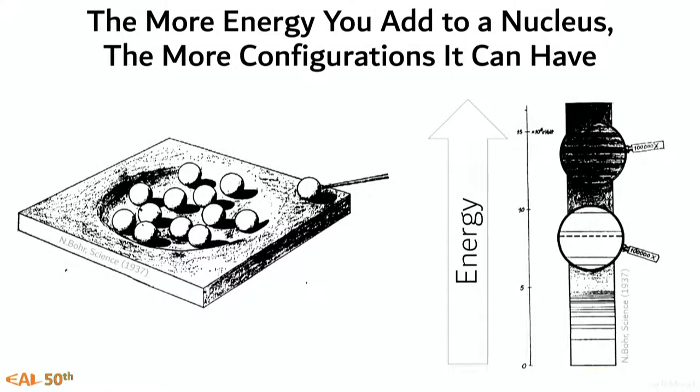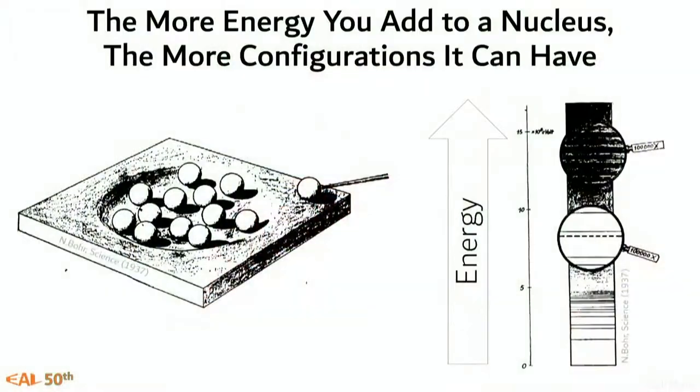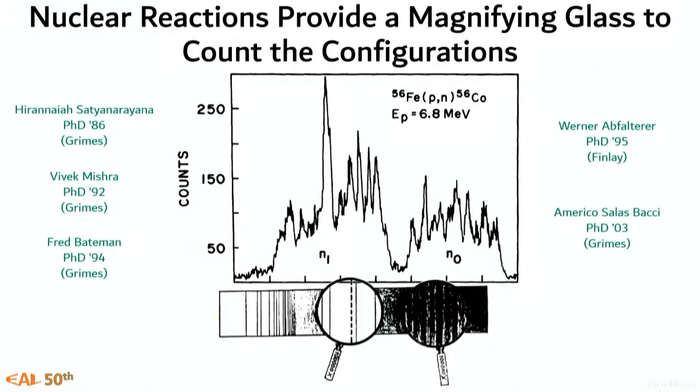So the nucleus has some favored configuration called the ground state. You put a little bit of energy in, you'll eventually find there's another favored configuration. Put some more, you'll find another configuration. And as you go up in energy, you get more and more configurations that are very similar in energy that you can make in this nucleus. It roughly increases exponentially.